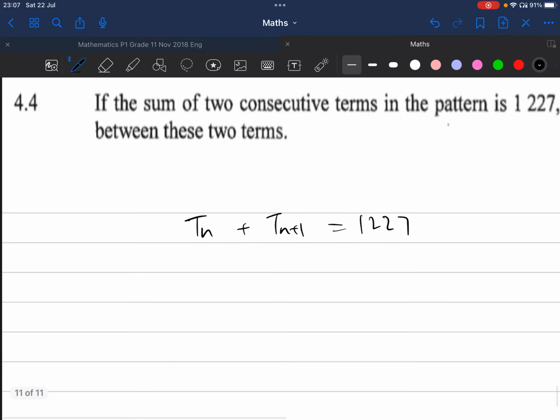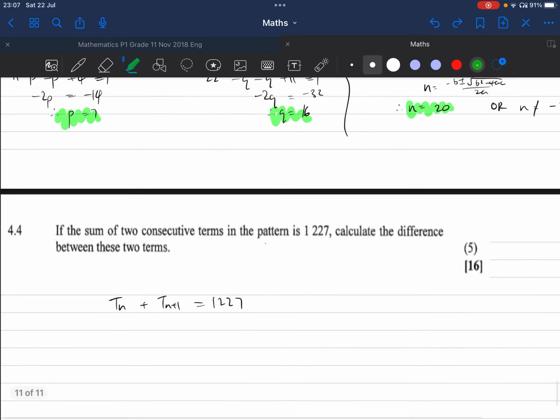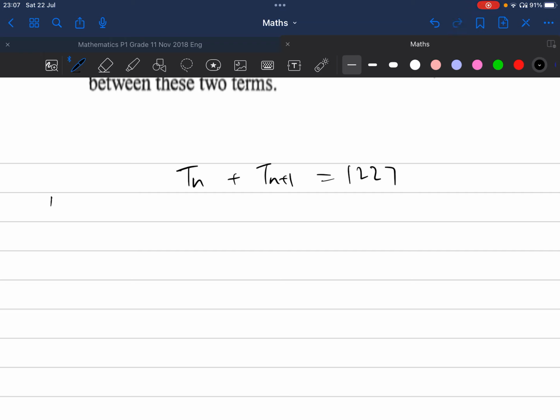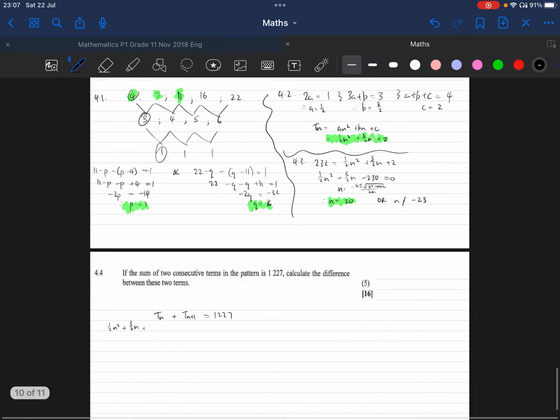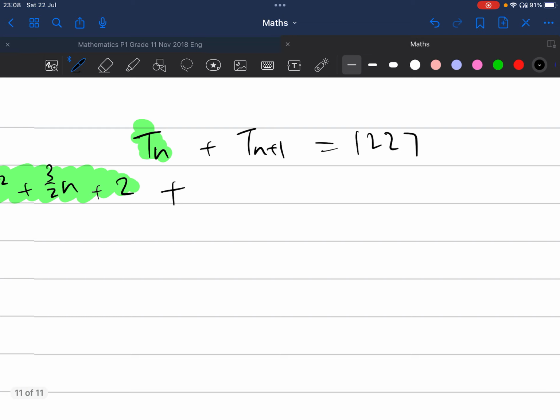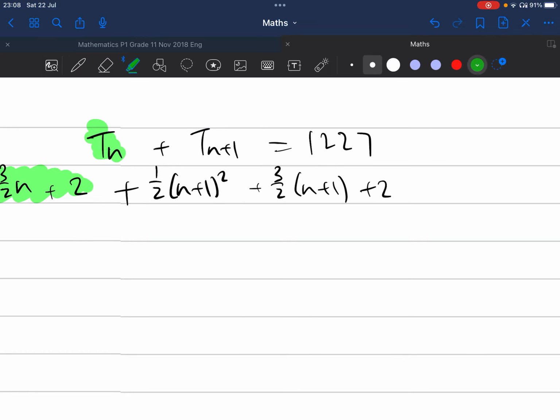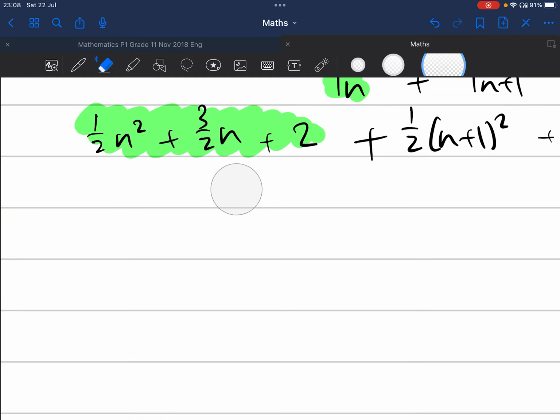Okay, now we have equations for this here. We know what Tn is. We calculated it here. So in place of Tn, I'll put in my equation, which was half n squared plus 3 over 2n plus 2. Okay, so that's for Tn. Now I'm adding all of that to Tn plus 1. So now in place of n I'll put n plus 1. So all of this is for that. Now let's expand everything and solve for n.